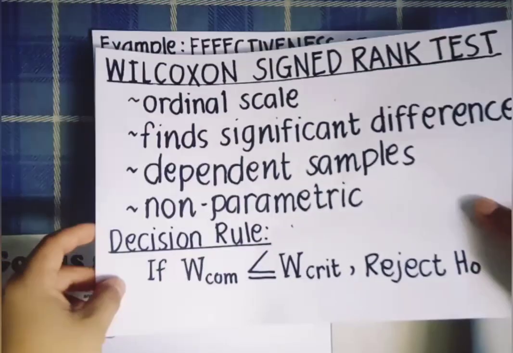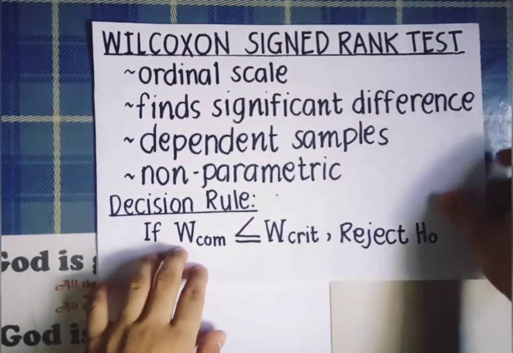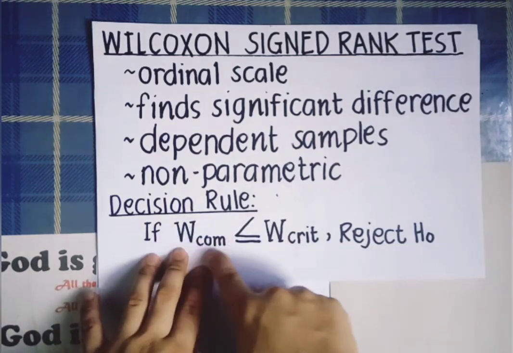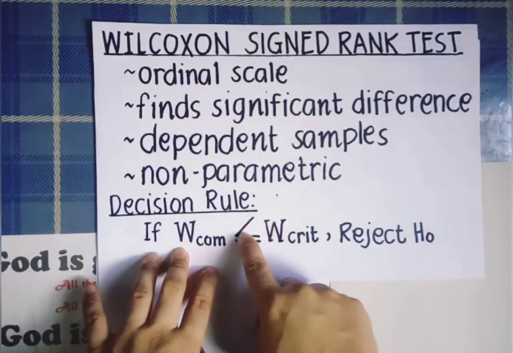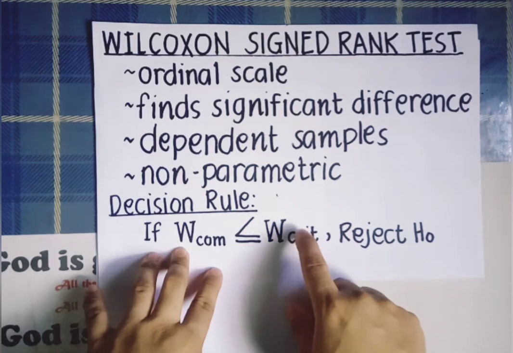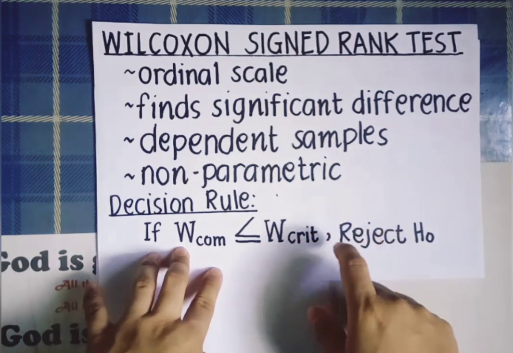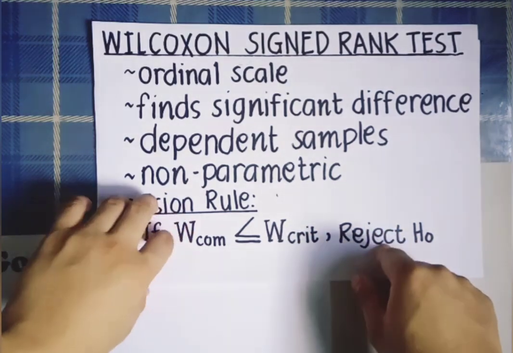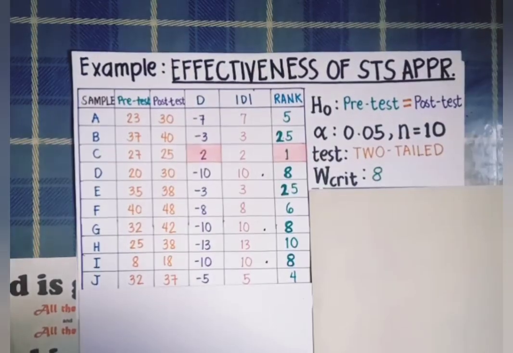Therefore, if we go back to our decision rule earlier, if W-com, or the computed Wilcoxon, is less than or equal to 8, which is our critical value for Wilcoxon here, then we are going to reject the null hypothesis.